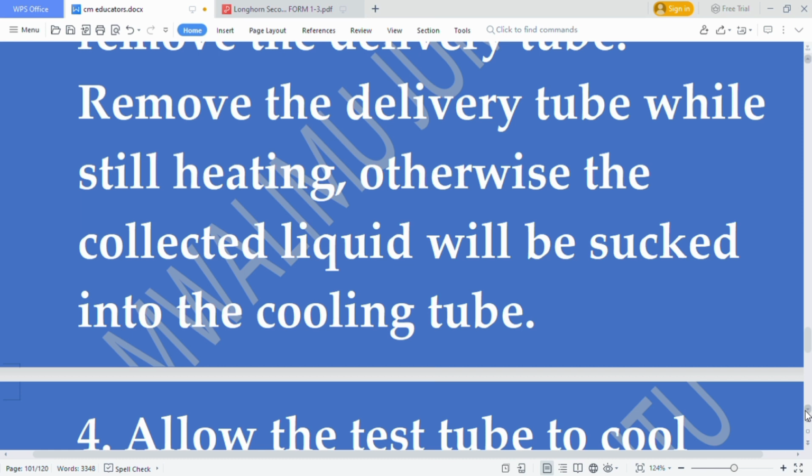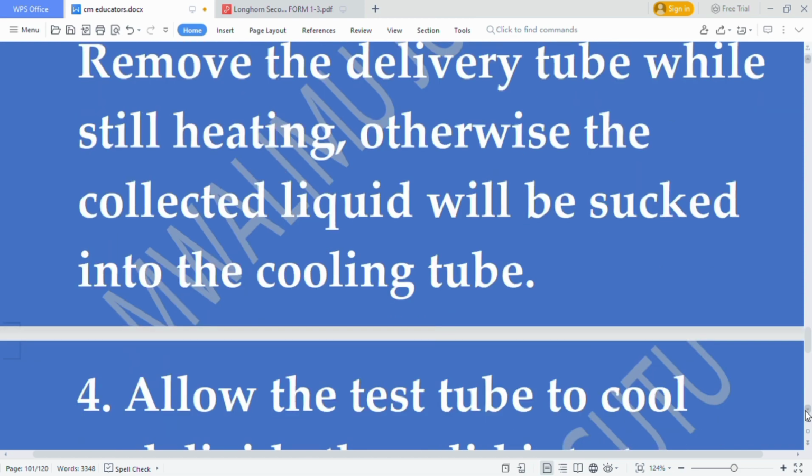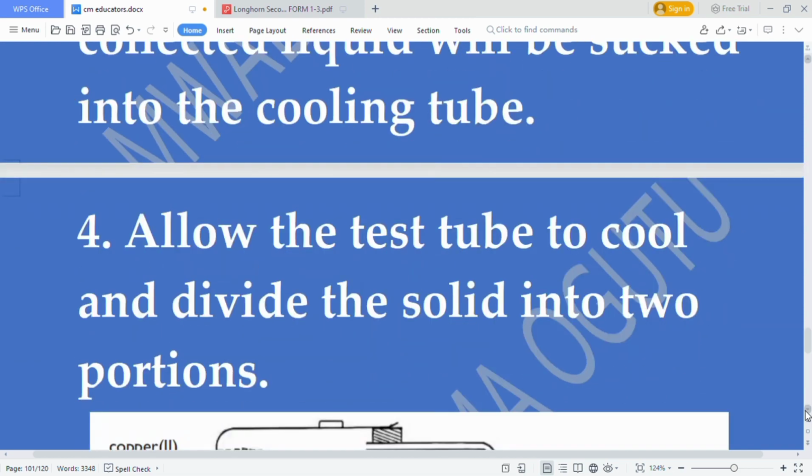So we remove the delivery tube while we are still heating, to prevent sucking back of the liquid into the cooling tube. So we allow the test tube to cool and divide the solid into two portions.